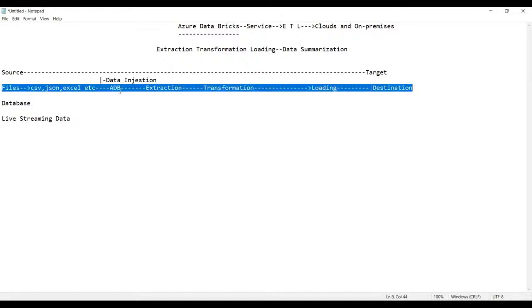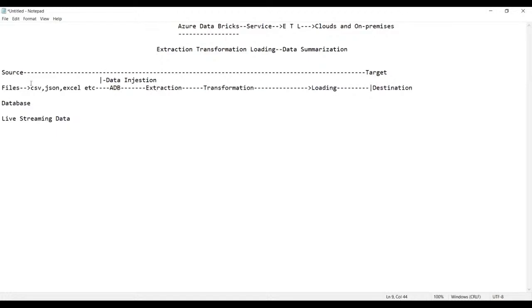So this is how it works. Even if the data is to be accessed from a database, using ADB, Azure Databricks, we pull in the data. Again the same process: E is extraction, T stands for transformation, and finally loading is the final process, loading the data into the destination. Destination is nothing but the actual target you have. Getting my point, all of you?